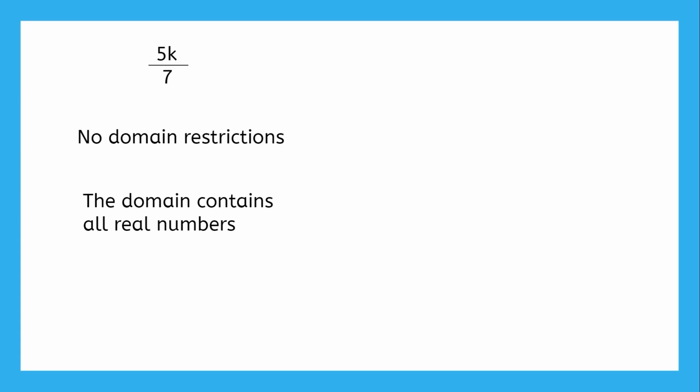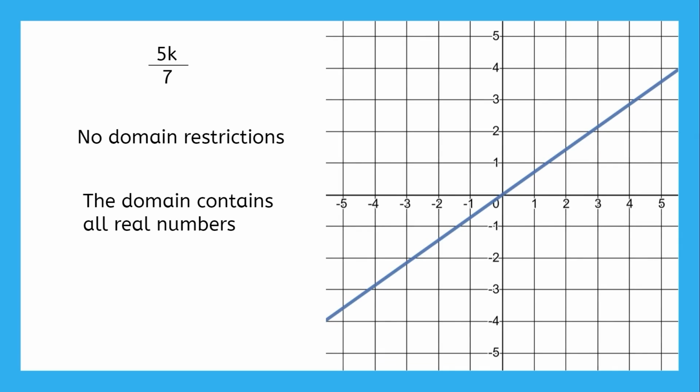Here's our next example. What might cause a domain restriction? Trick question, there isn't one. The variable is in the numerator, not the denominator. Since there are no restrictions, the domain is all real numbers, meaning every number on the number line. If we look at the graph, we can verify that there are no holes or stopping points. There is a point at every possible input.